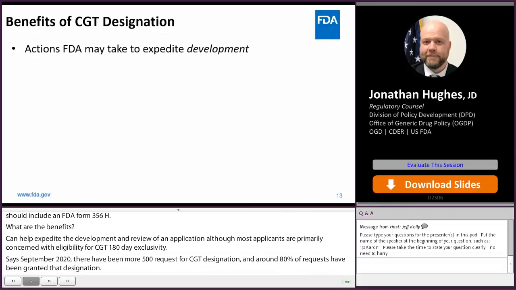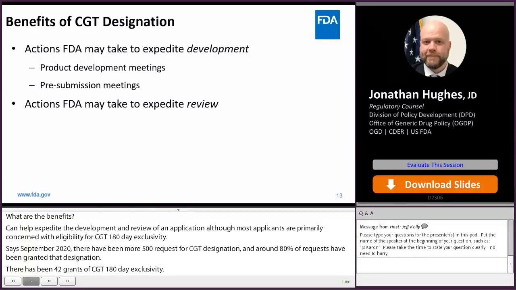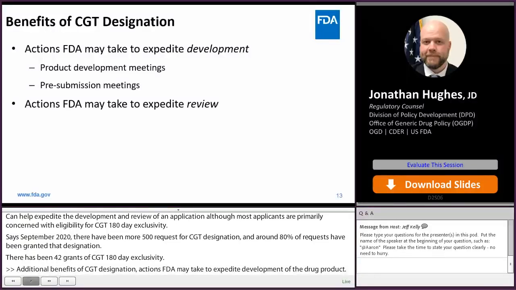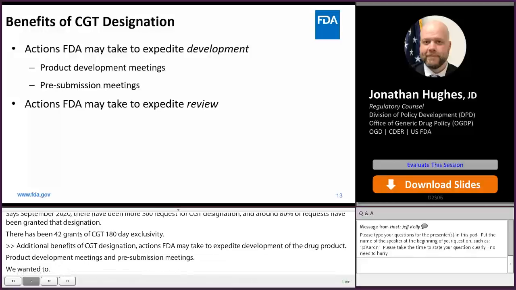So additional benefits of CGT designation: actions FDA may take to expedite development of the drug product. Product development meetings and pre-submission meetings. And we wanted to point out here that the product development meeting and pre-submission meetings themselves don't take place on an expedited timeline, but rather those are intended to help expedite the overall development of the drug product.